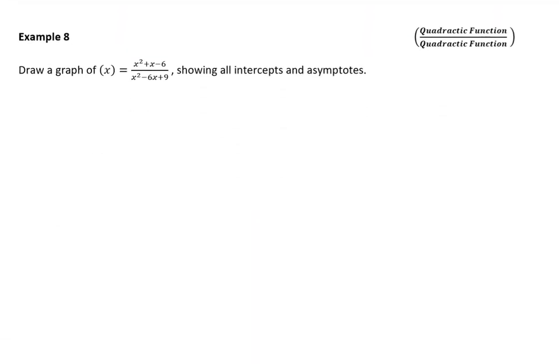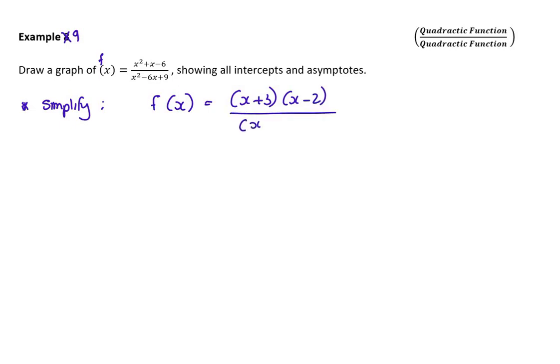Okay, last one for this video. This is now example 9, and that's f of x. And so let's have a look. This is now a quadratic divided by a quadratic. Interesting. We haven't drawn those before. So my first thing is, can I simplify? And so I'm going to factorize. So f of x would equal (x + 3)(x - 2) over (x - 3) squared, which is (x - 3)(x - 3). So does it simplify? No, it doesn't, but it does give me a little bit of information, because from that I can see that my vertical asymptote is at x is equal to 3.